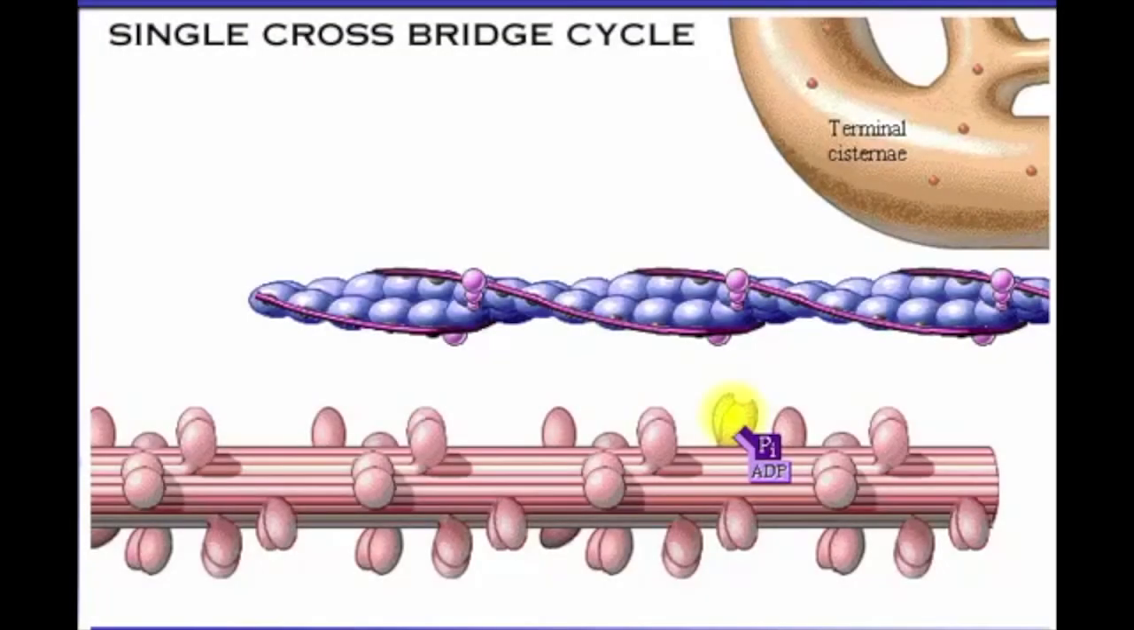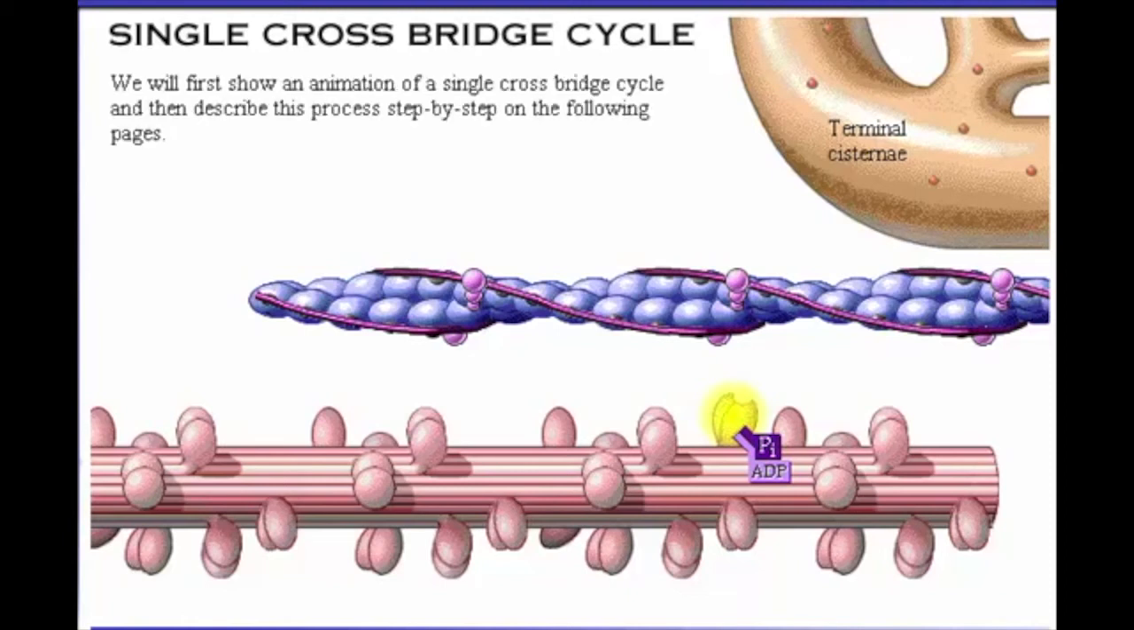The 5 organic molecules and the calcium ions function together in a coordinated manner to cause the thin filament to slide past the thick filament. We will first show an animation of a single cross-bridge cycle and then describe this process step by step on the following pages.